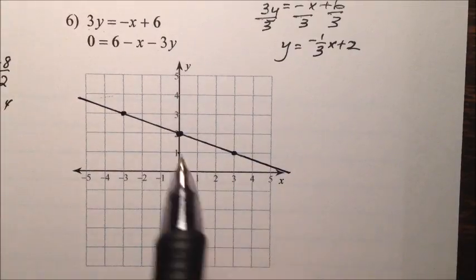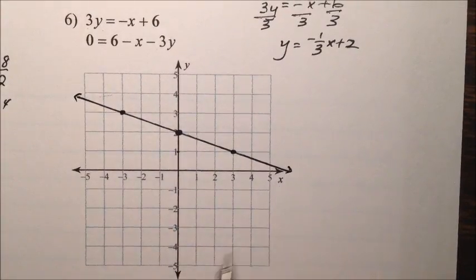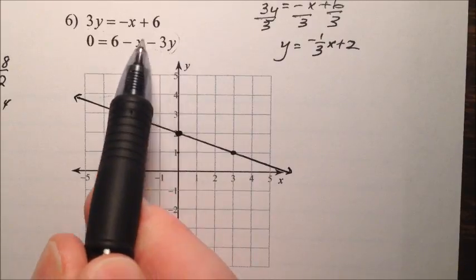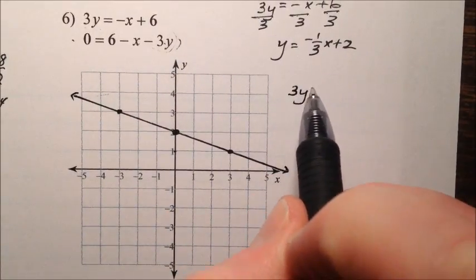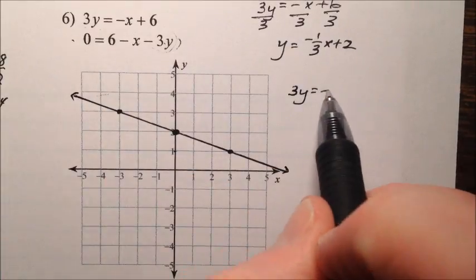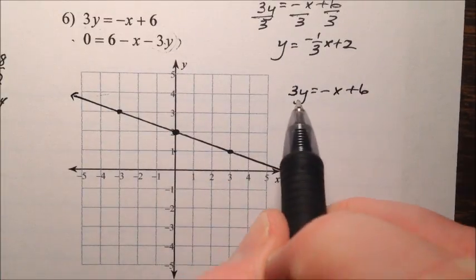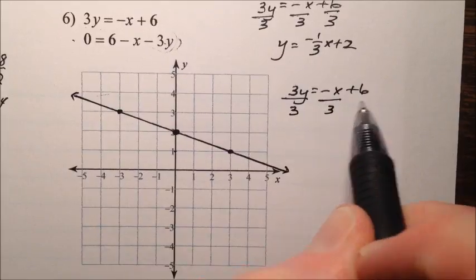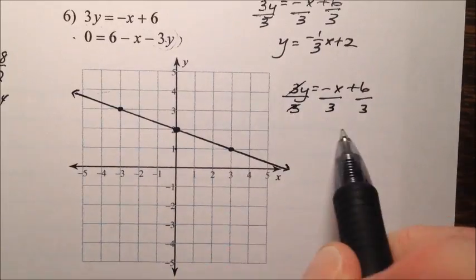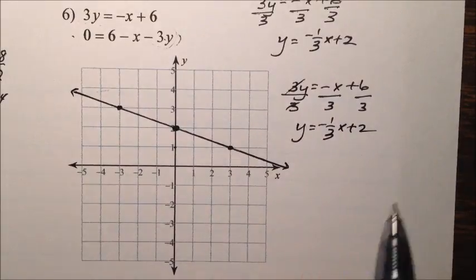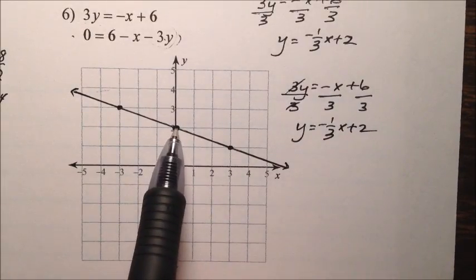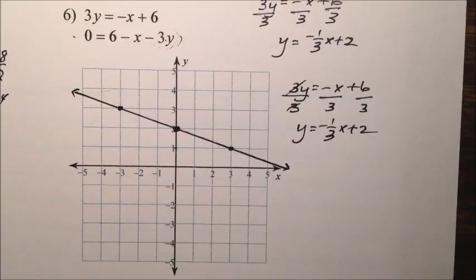Okay. So there's that line. And the other one, let's just put this negative 3y on the other side to make him positive 3y. And then I'm going to switch those around so I have negative x plus 6. And it looks to me like when those cancel out, I'm going to have y equals negative 1/3 x plus 2. 2 at the y-axis right there, and the negative 1/3 slope.